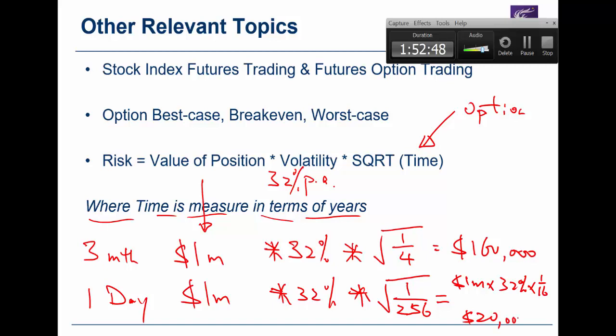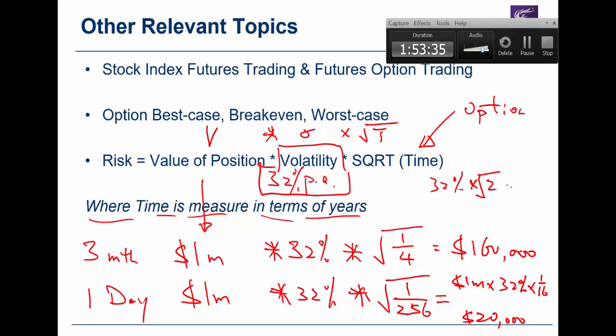Now, this is a very, very handy way for you to work out, because volatility is always quoted in annual terms. But if you want to work out what is your 1-day risk, your 1-week risk, your 1-month risk, or your 3-month risk, it is always going to be the value of your position multiplied by the sigma, multiplied by the square root of time. And time is measured in terms of years. So if you want to know your 2-year risk, your 2-year risk is not 32% multiplied by 2. It's the square root of 2. So it's 1.41.